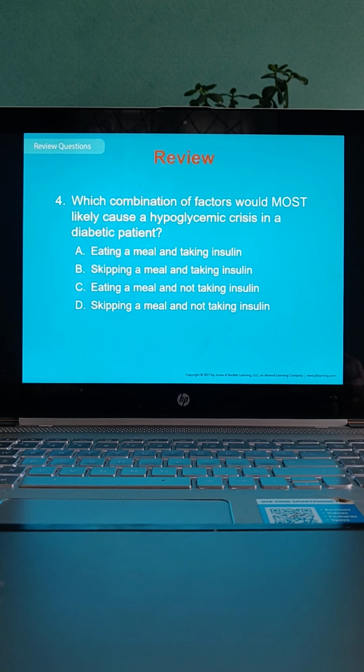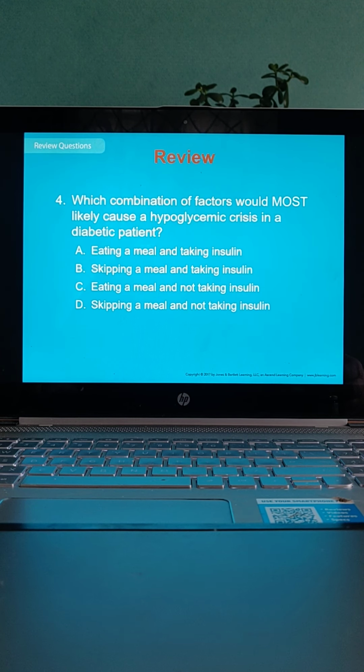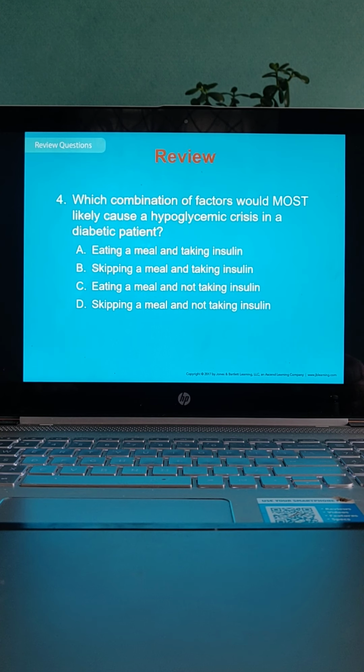Question number 4. Which combination of factors would most likely cause a hypoglycemic crisis in a diabetic patient? Eating a meal and taking the insulin, skipping a meal and taking the insulin, eating a meal and not taking the insulin, or skipping a meal and not taking the insulin?